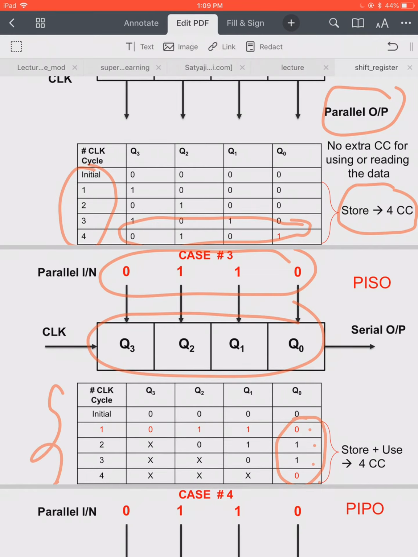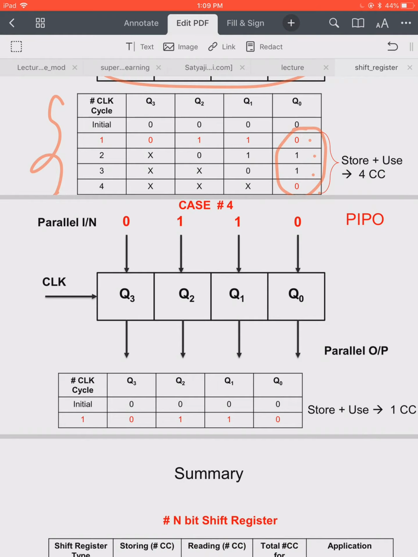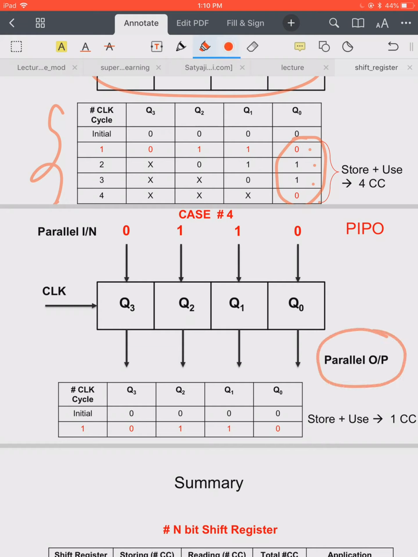Now let's proceed to the next case, which is pretty simple, that is the parallel input and parallel output shift register. Suppose we want to store this 0110 into my register, and then I will take that out parallelly. Since it is parallel input, only 1 clock cycle is sufficient, because all the flip-flops are working simultaneously and driven by the same clock, so it is a synchronous operation. I just need 1 clock cycle to store the data 0110, and in the same clock cycle I can read out the data, because that is parallel output.